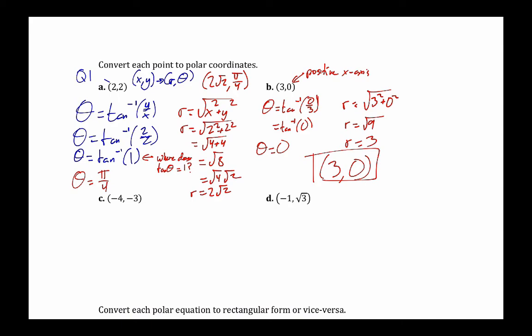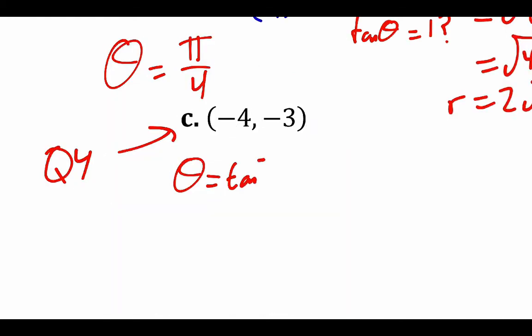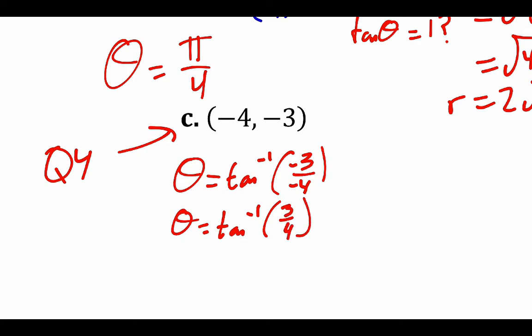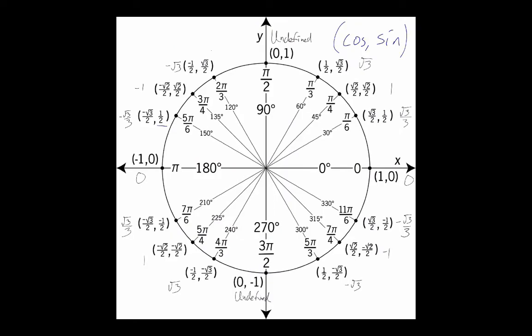Letter C, (-4, -3). That's in quadrant 4. Plugging these in, we get theta equals the inverse tangent of our y value, -3, over our x value, -4. So we get theta equals the inverse tangent of 3 over 4. Now, we can go to the unit circle and look for where tangent is equal to 3 over 4.